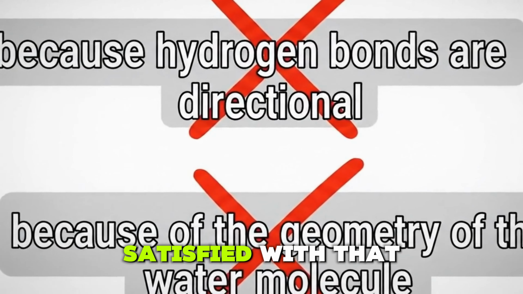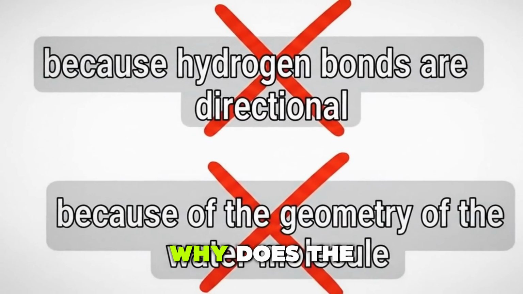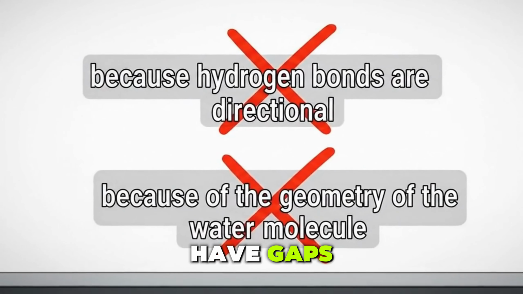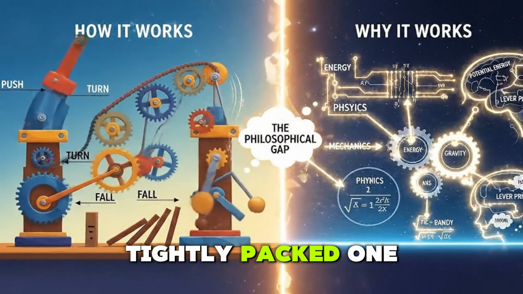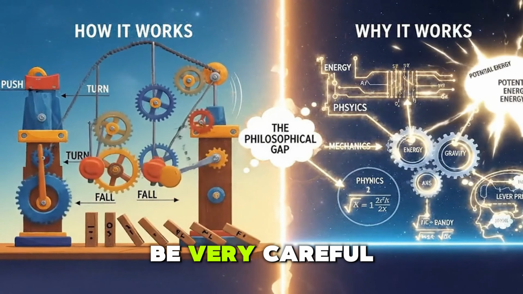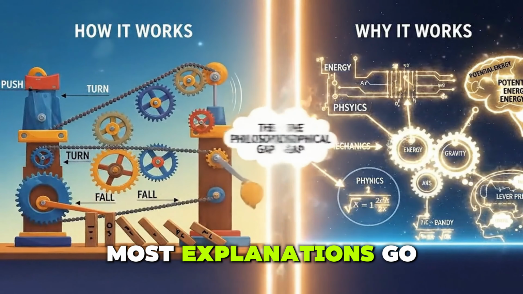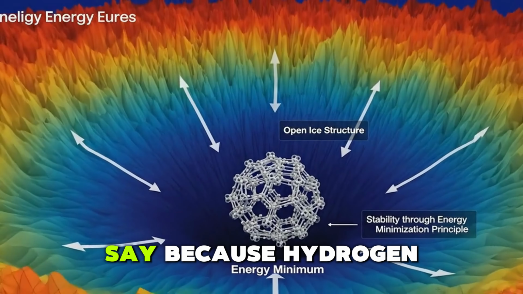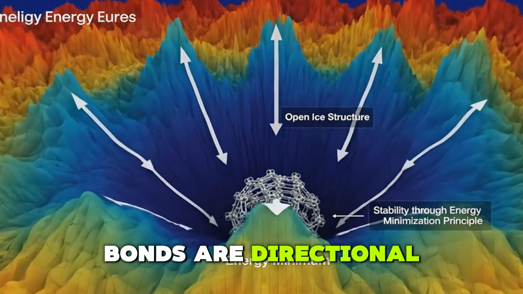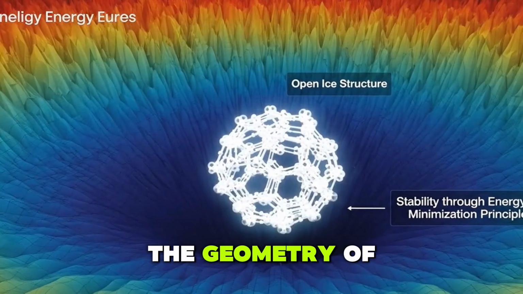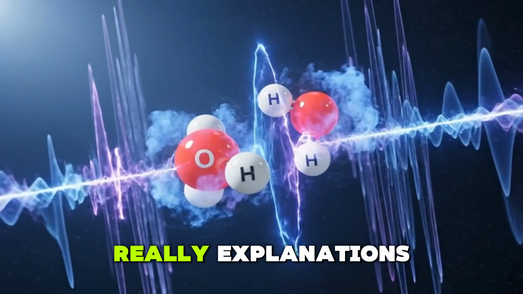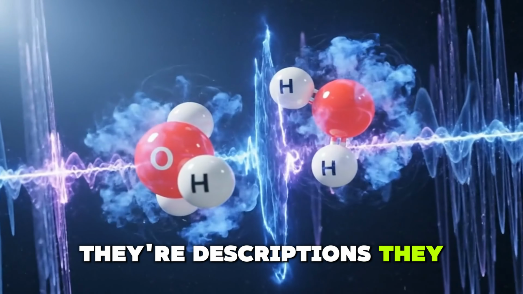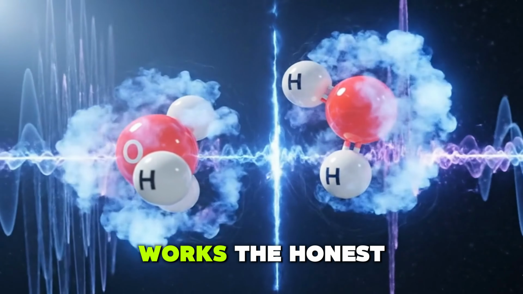But if you're satisfied with that, you're missing the deeper point. Why does the most stable arrangement have gaps? Why does nature prefer this open structure over a tightly packed one? This is where you have to be very careful. This is where most explanations go wrong. People want to say because hydrogen bonds are directional, or because of the geometry of the water molecule. And those statements are true, but they're not really explanations. They're descriptions. They tell you how it works, not why it works.